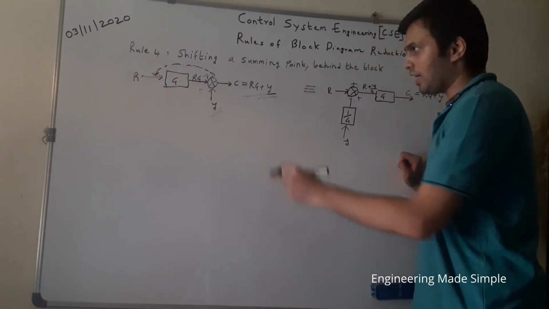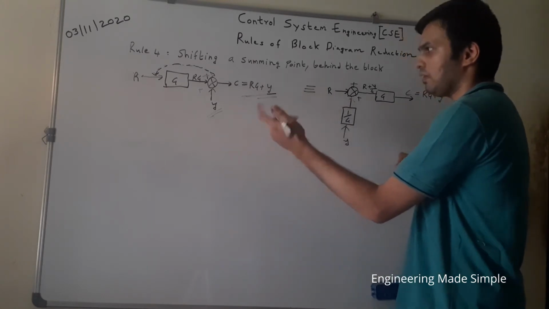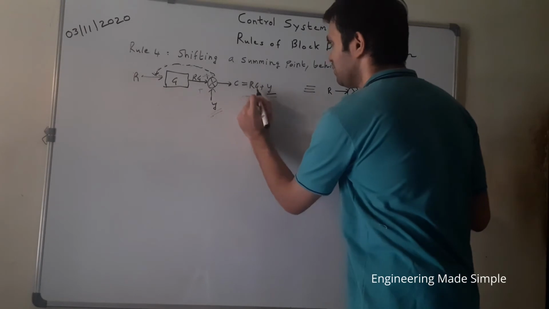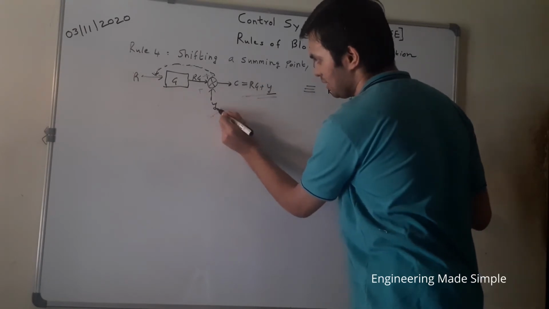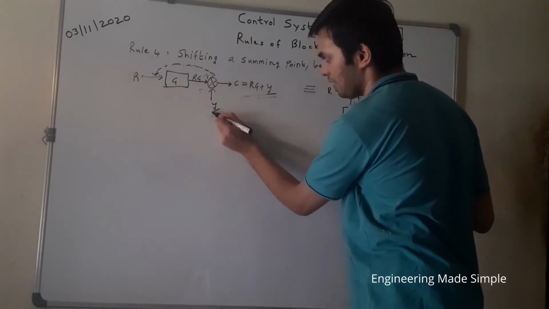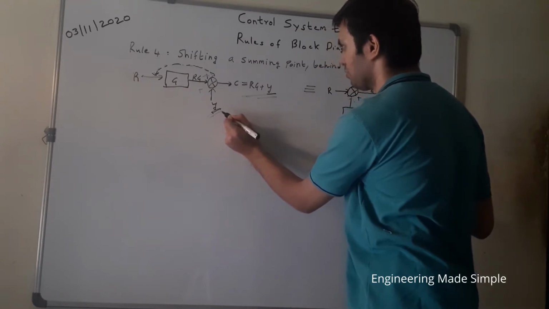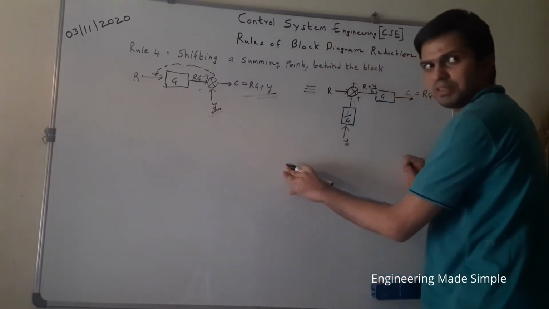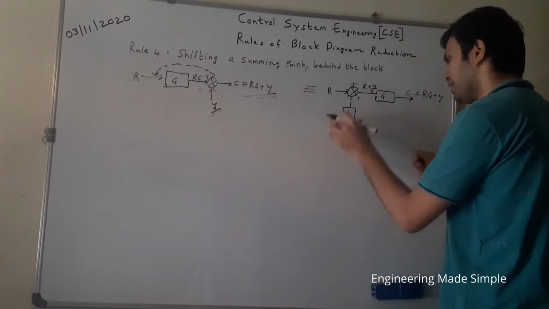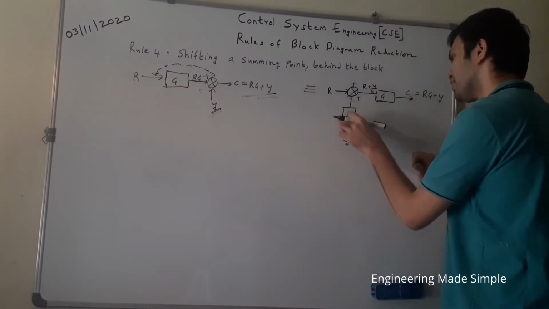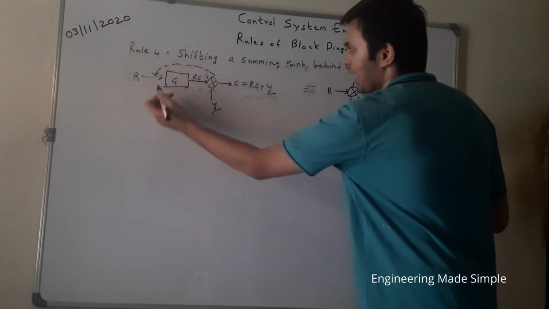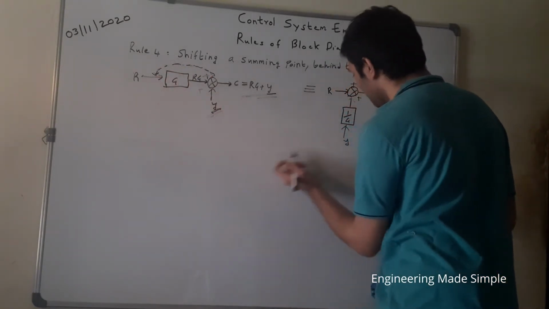Okay, now here if you observe the output, on the LHS you see C is equal to Rg plus Y. Now this is the signal which is applied at the summing junction over here. We want to keep the output the same even after manipulation. So for that we have multiplied 1 by G block to the summing junction, because we have moved this behind the block. Now how did we get this 1 by G factor?